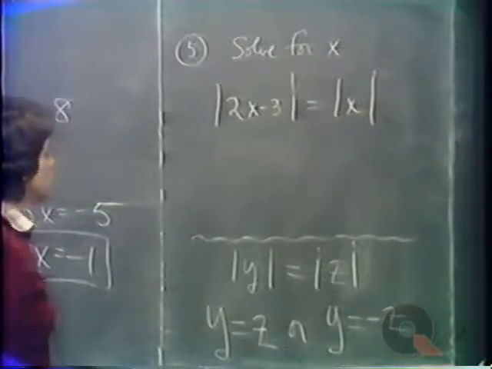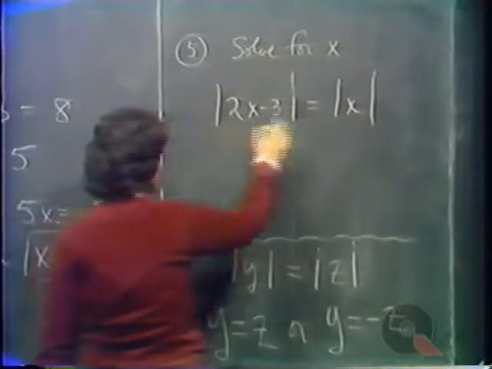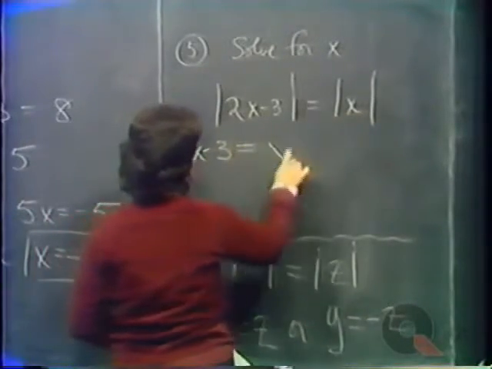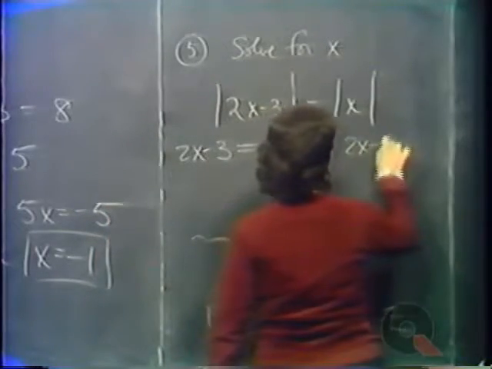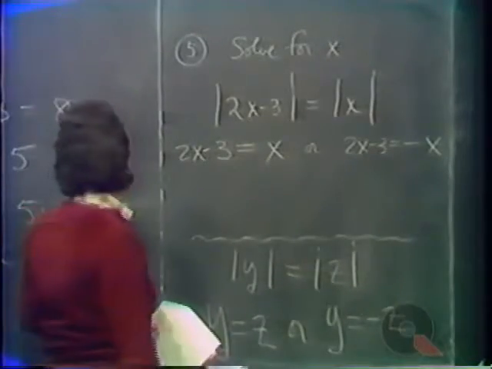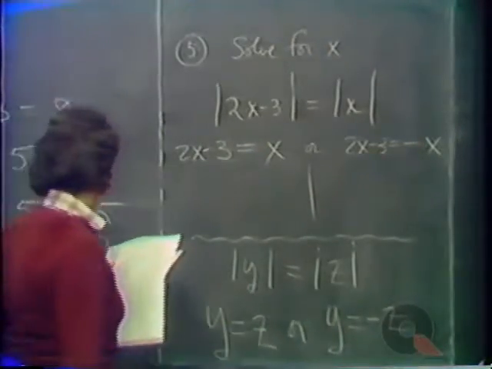The absolute value of 2x minus 3 is equal to the absolute value of x. So these two numbers, when you drop the sign, they're the same. So either they were really the same, 2x minus 3 equals x, or 2x minus 3 was equal to negative x. All right, let's see what we get here.